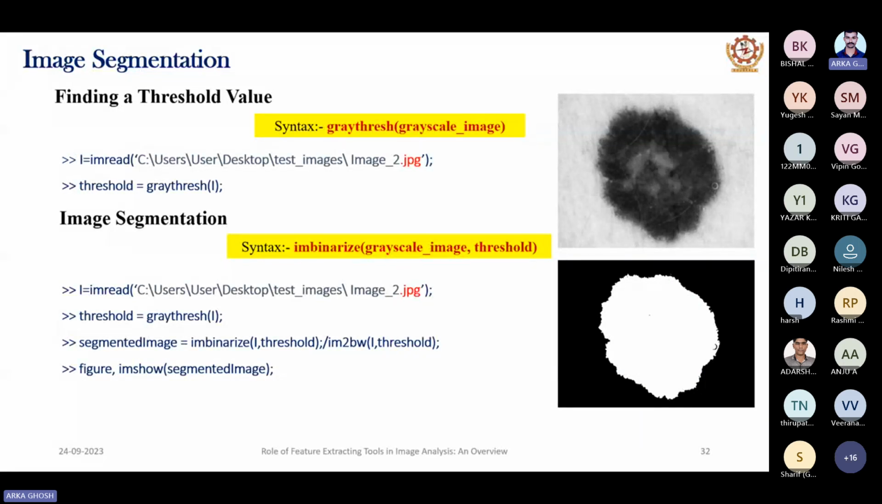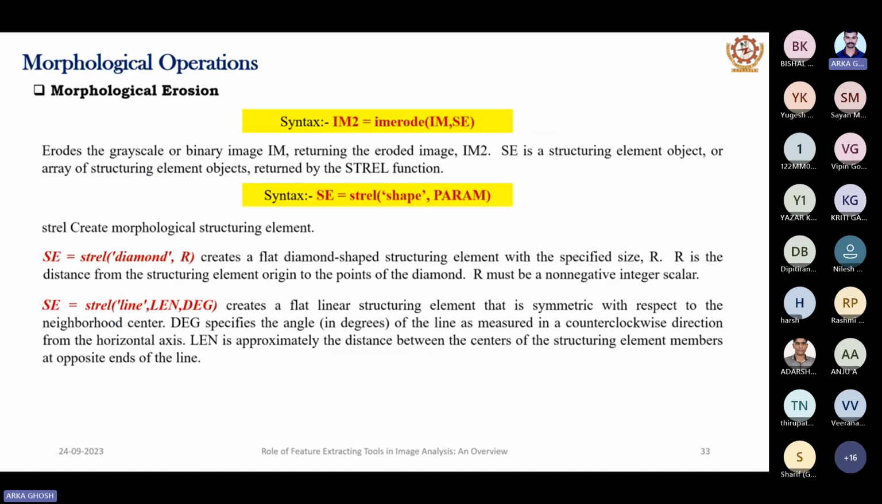How can we determine the threshold value from a grayscale image? The threshold value can be determined with the syntax graythresh and the grayscale image. Applying that threshold value, we can use imbinarize or im2bw with the threshold to get the segmented image. Now, how can the morphological operations be performed?